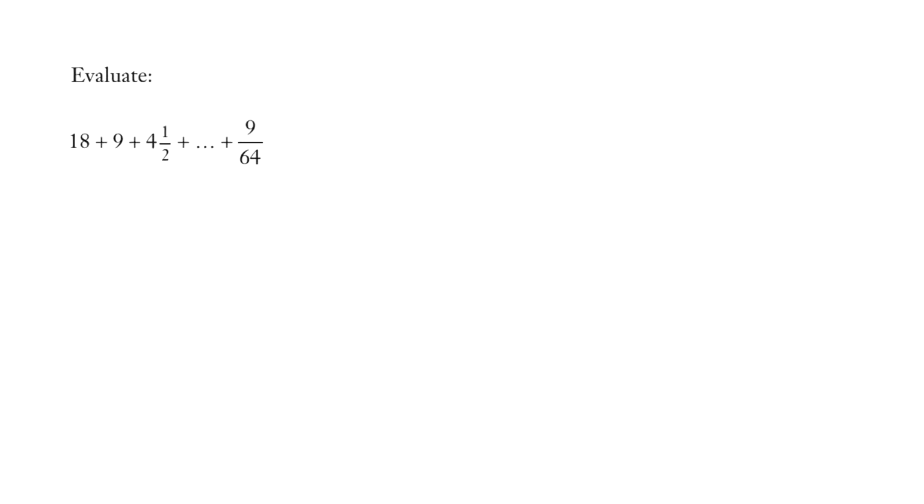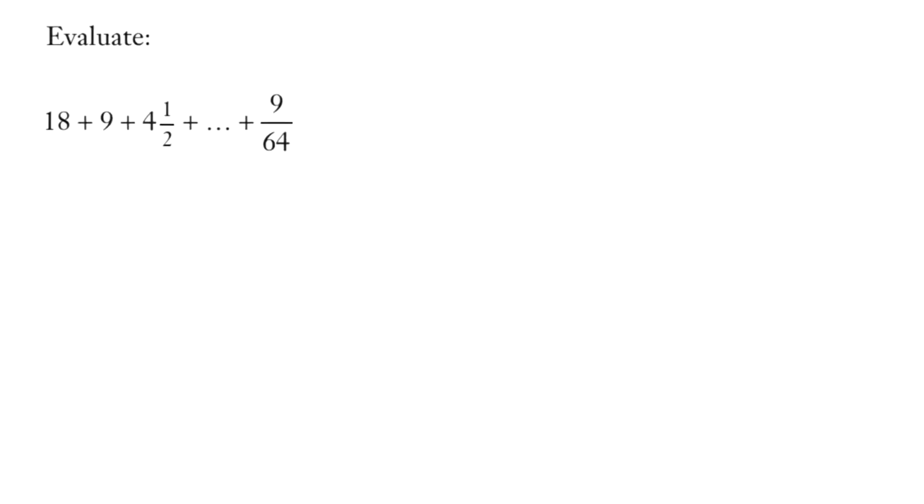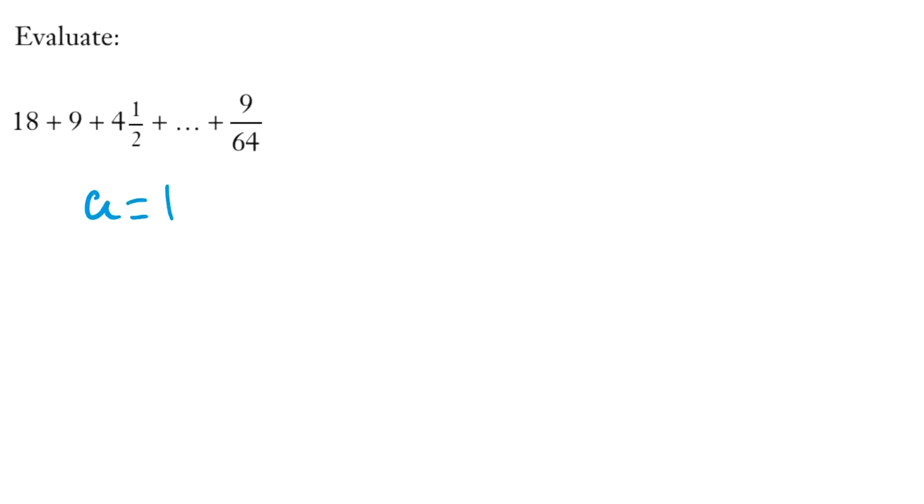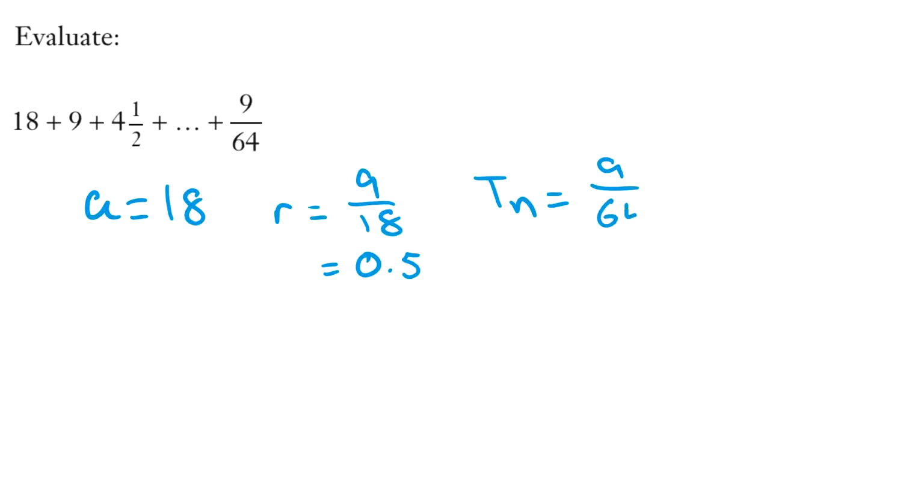So here we need to evaluate. Evaluating in this question means we need to find the sum of all these terms in our series. To start with though, we need to find how many terms there are. They didn't tell us how many terms. So we're going to write down what information we do know. We know that a is 18, and we know r is going to be 0.5. We also know that the last term, whatever this n value is, is 9 over 64.